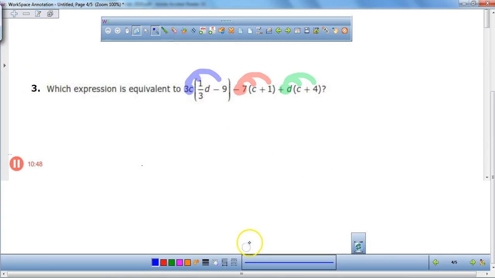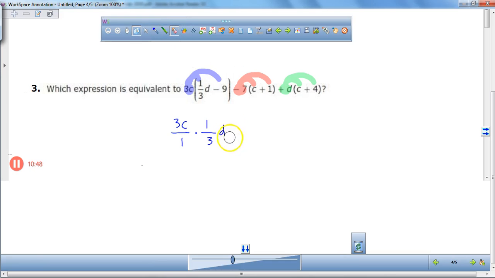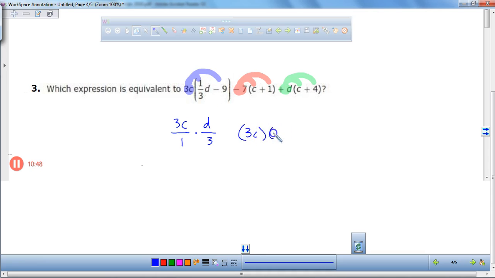So let's go and start with the blue. So we have 3c over 1 times 1 over 3 times d. Now, if you want to, technically, you can just take that d and multiply it to the 1 right up there. Technically, you could put d over 3 if you want to. And then over here we have 3c times negative 9, or 3c multiplied by negative 9. So what's going to happen here? These 3's are going to cancel out, and you're left with cd, because 3 divided by 3 is 1. 3c times negative 9 is minus 27c. And we are done with that.